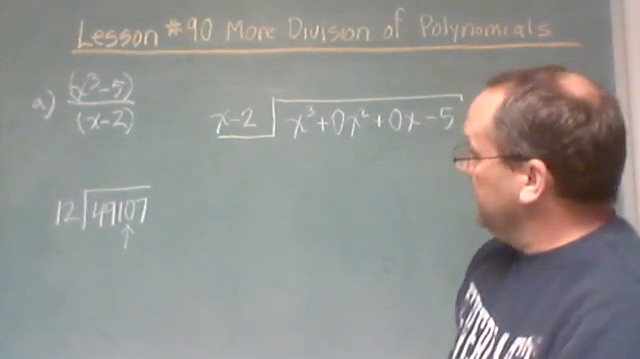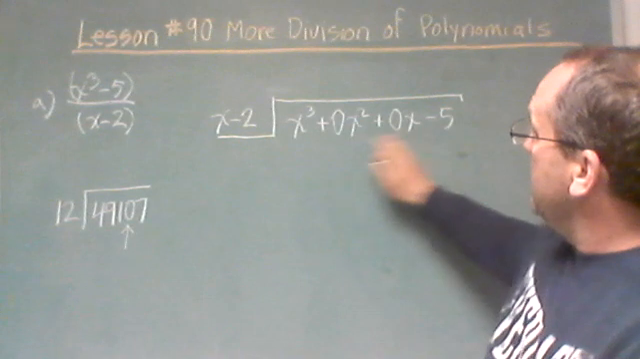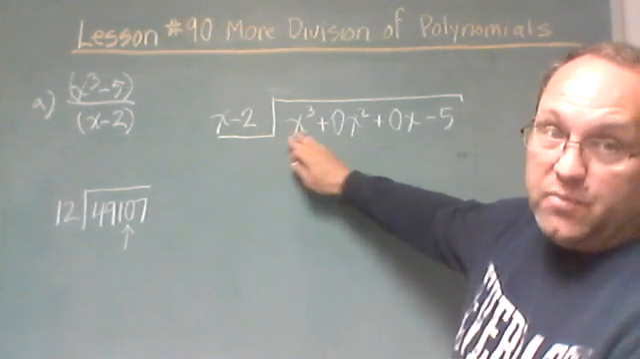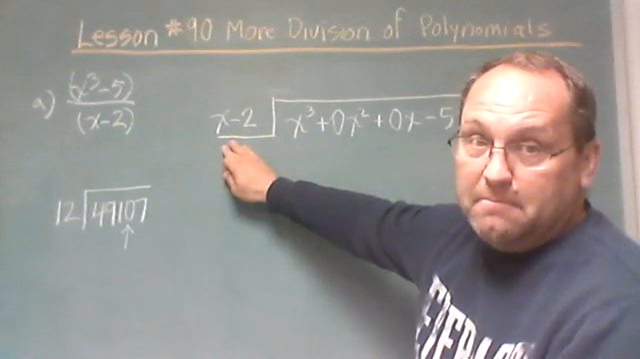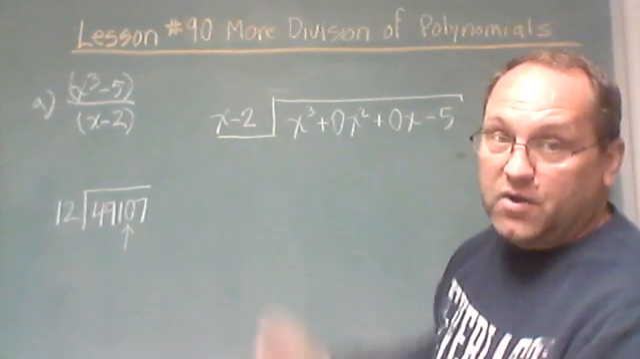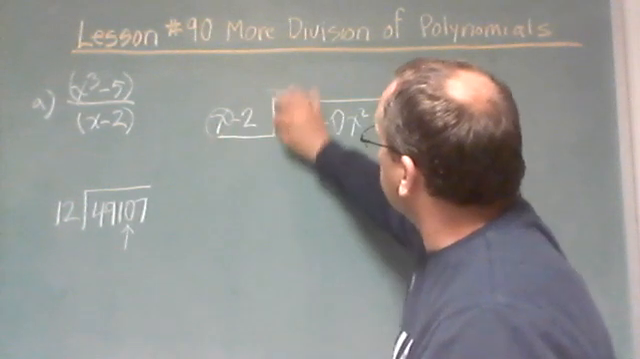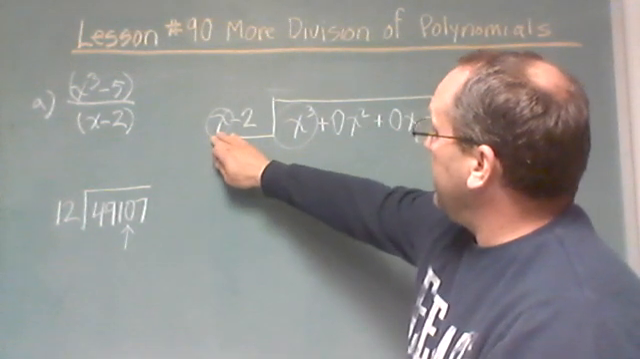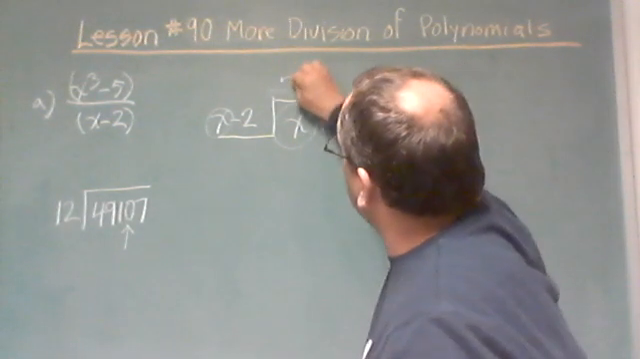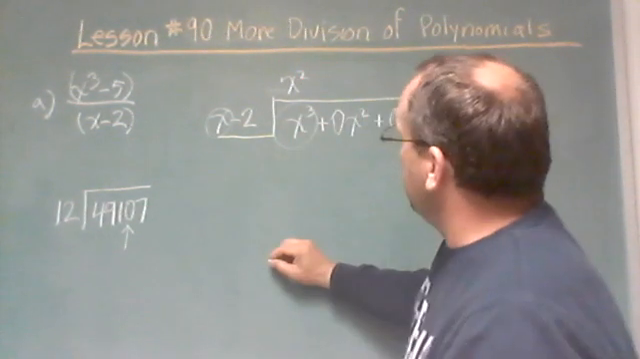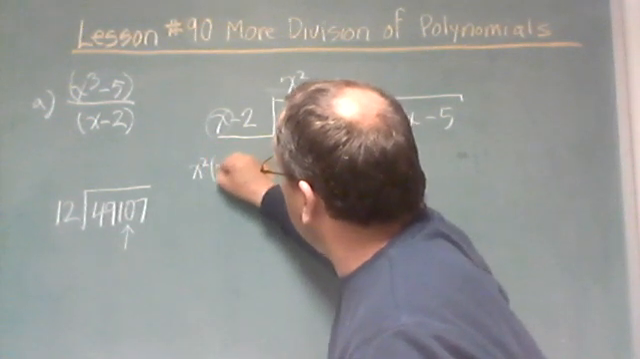So the drill is the same when we divide. We have it in the proper format, both the expression we're dividing into and the one we're dividing by. They both have to be expressed in that descending order. We look at the first term. What must I multiply x by to get x to the third? I must multiply it by x squared. Well, let's go ahead and do that then. X squared times x minus 2.